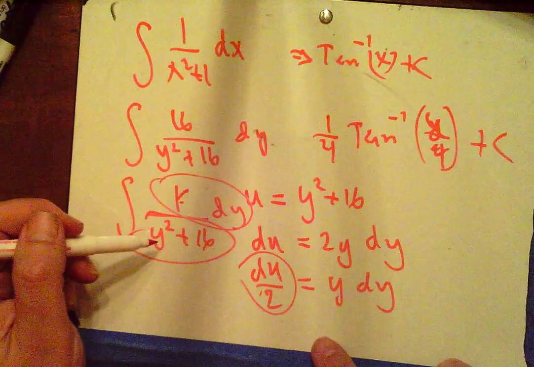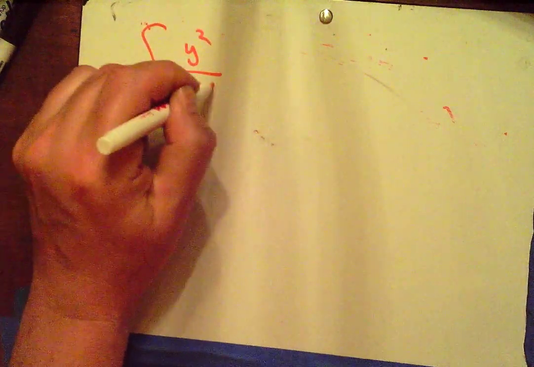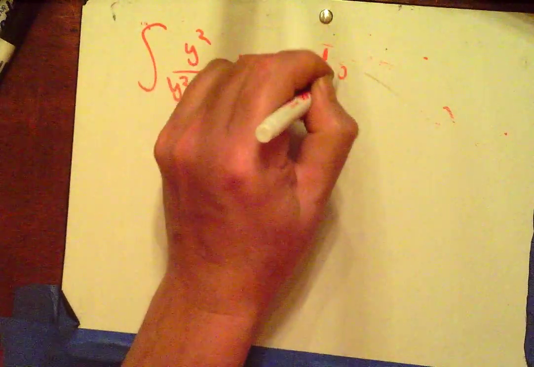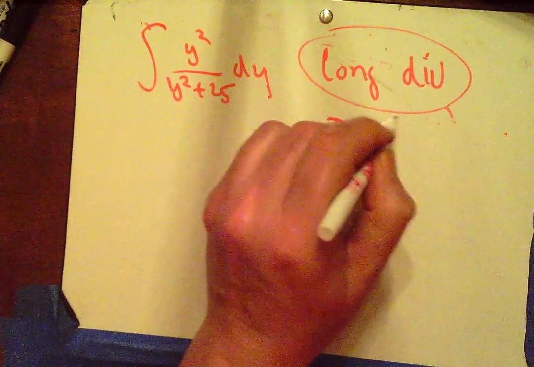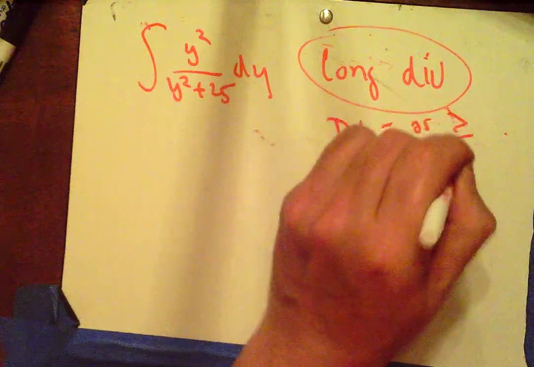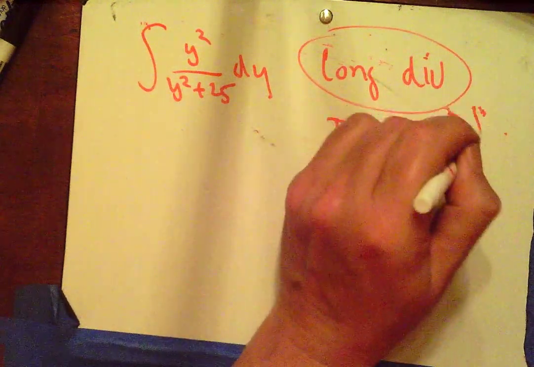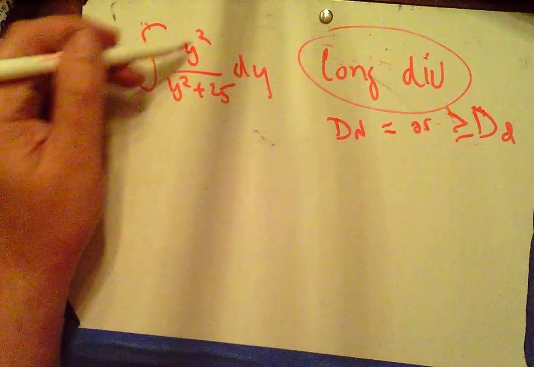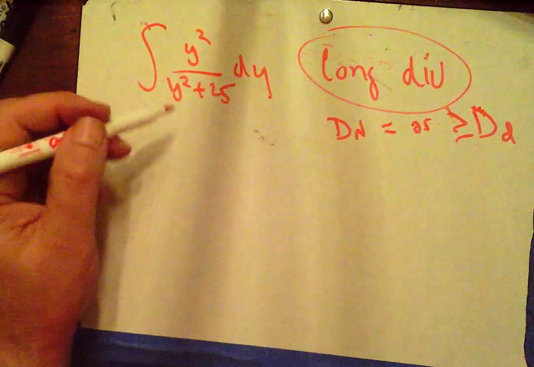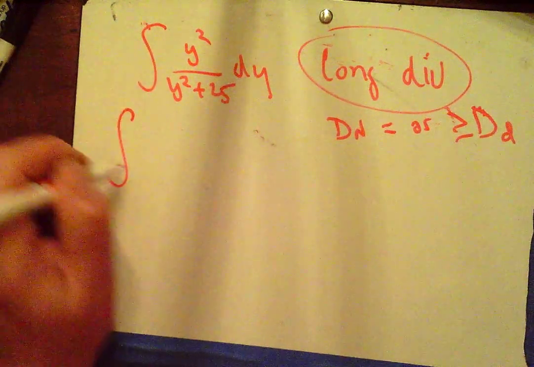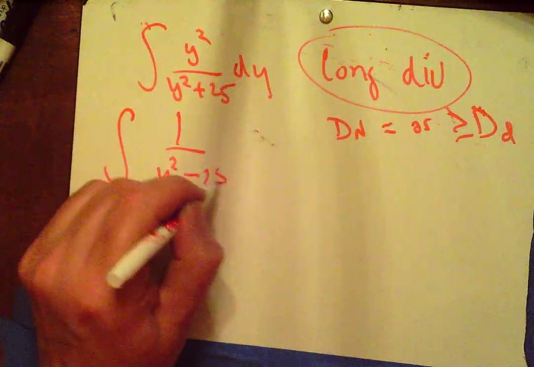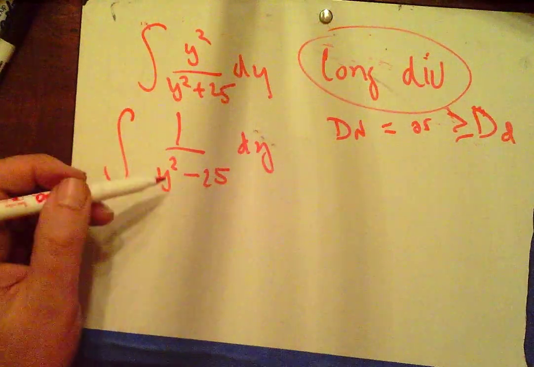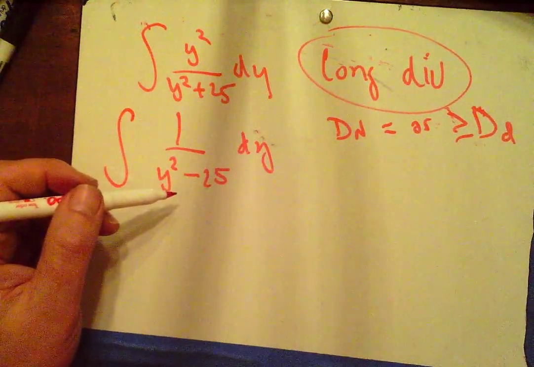So this is a different kind of u substitution. Then we saw the case where we had the integral of y squared over y squared plus 25 dy. This one was long division. When do I look for long division? When the degree of the numerator equals or is greater than the degree of the denominator. And here the degrees were the same, so I used long division. And then we just looked at 1 over y squared minus 25 dy, and this turned out to be partial fraction decomposition.